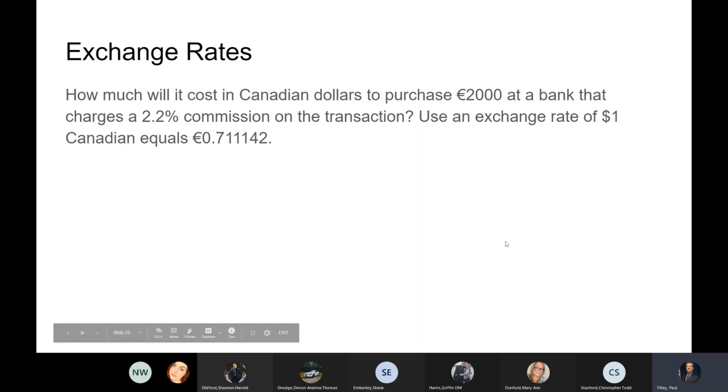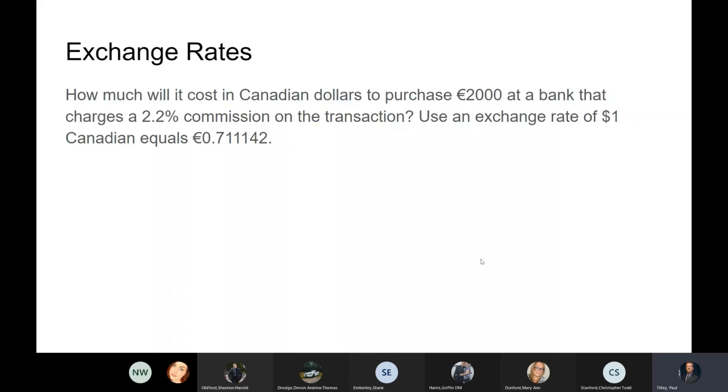The final topic we dealt with is exchange rates. And there will be a question there on exchange rates. So again, here's a typical example. How much will it cost in Canadian dollars to purchase 2,000 euros at a bank that charges 2.2% commission in the transaction? Use the exchange rate of $1 Canadian equals 0.71 euros. So the fact of the matter is that euros are worth less than Canadian dollars in this particular instance, because $1 buys 0.71 euros.